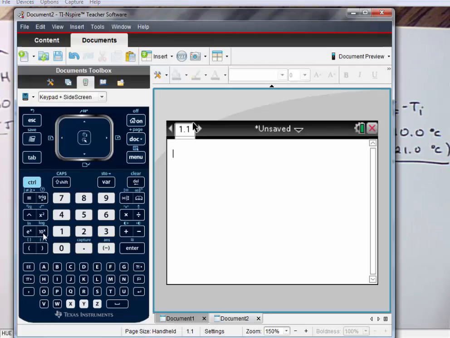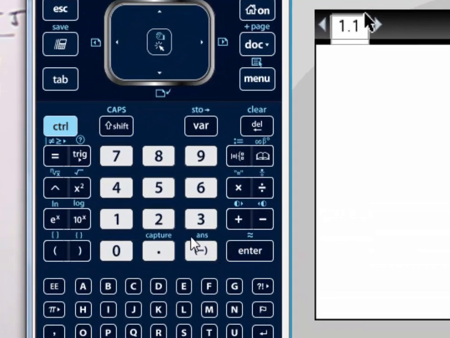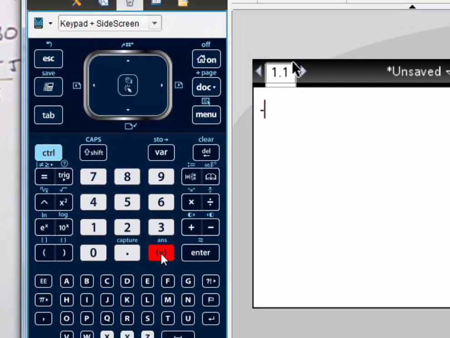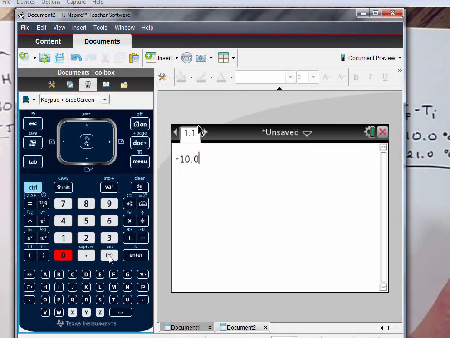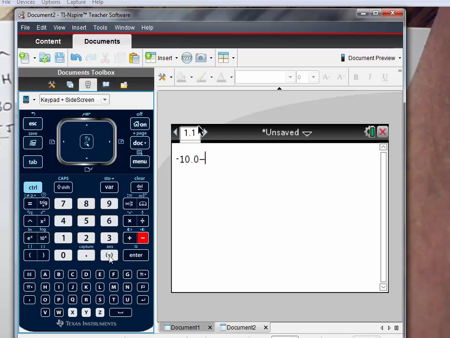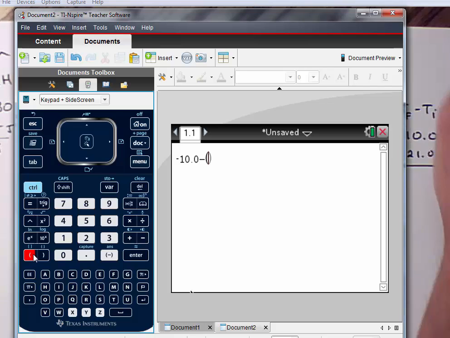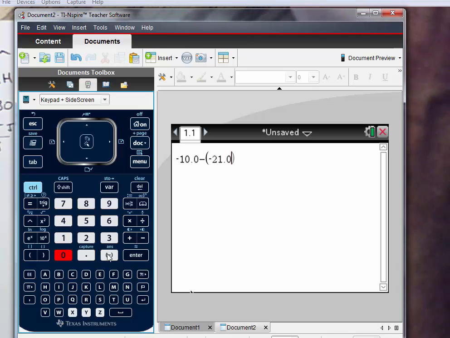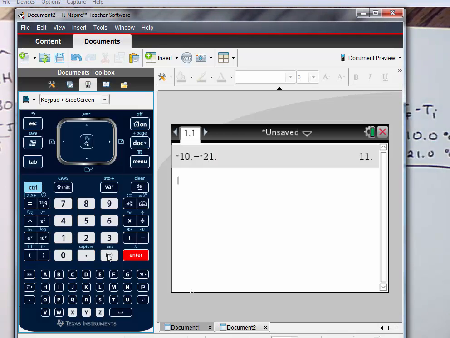Now you can probably figure out how to solve that, but let's just go ahead and put it in the calculator that way. I'm going to go to the change of sign button, not a subtraction button, but a change of sign button. It's right down here on this calculator. Some calculators have a plus/negative, or different symbols that mean the change of sign. Change of sign, then 10.0 degrees, then minus, then parentheses, change of sign, and then 21.0 degrees C. We hit enter, and we'll get 11 degrees.